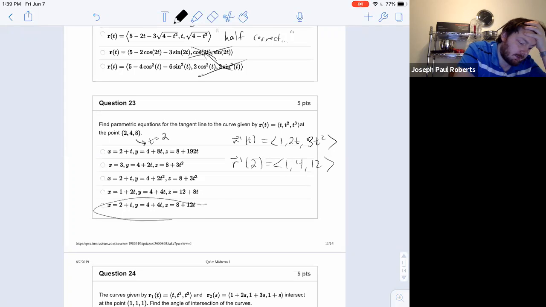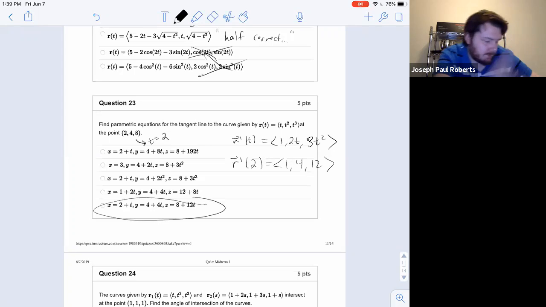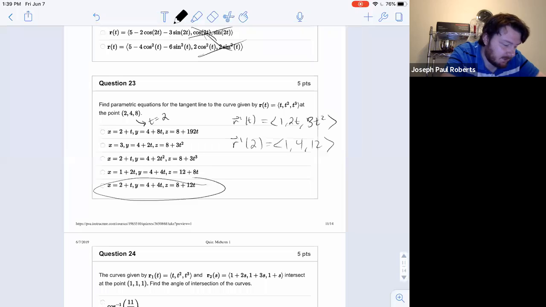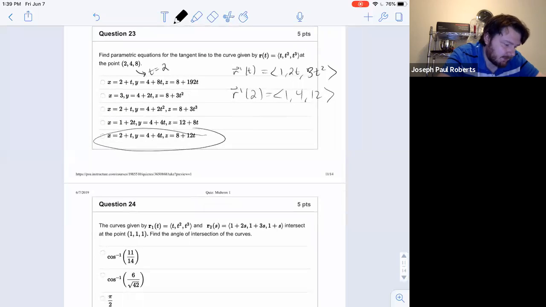Which looks like this right here. So 2 plus t, 4 plus 4t, 8 plus 12t. I don't remember, but a lot of people missed this one. I was not too happy about that. This is a very standard question. It should not have been a surprise that it turned up. So be careful, don't make silly little mistakes.